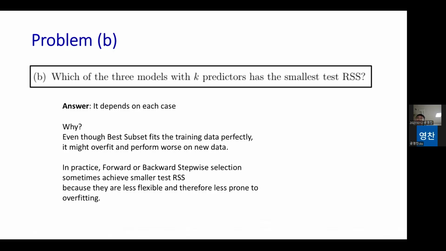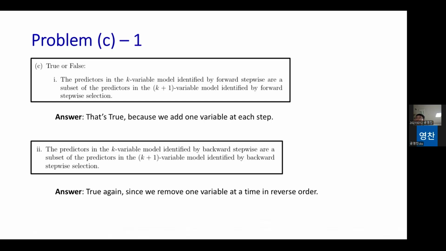If we plot test RSS against model complexity, you'll see that it first decreases and then increases. So the best model is the one in the middle, not the most complex one. Finally, part C contains several true or false questions about how the models relate to each other. Let's go through them. Number 1.